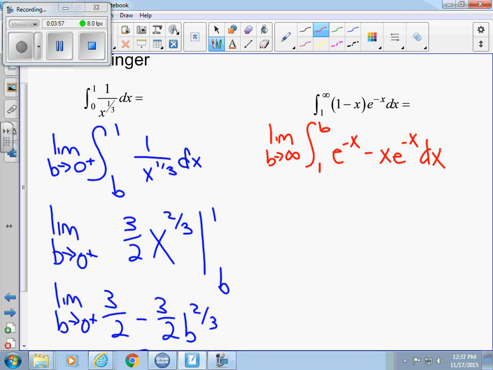I can break that into 2 integrals. The first one is e to the negative x, which is a very easy integral to do. What is the second integral, and how are you going to go about it? Very good. Integration by parts. X times e to the negative x. X will quickly go away. E to the negative x will be our dv. So it's a very good integration by parts.